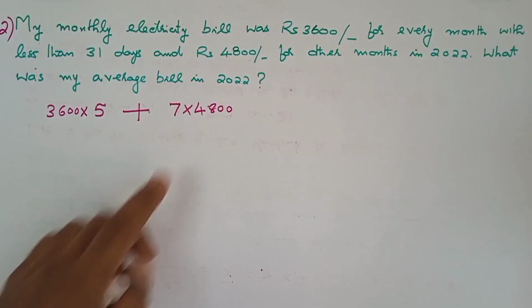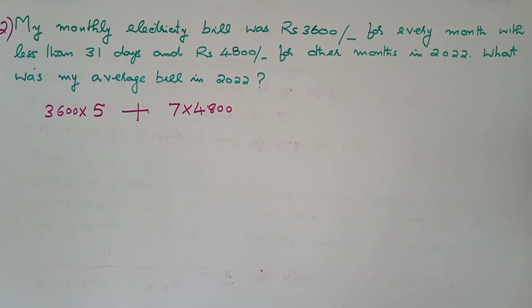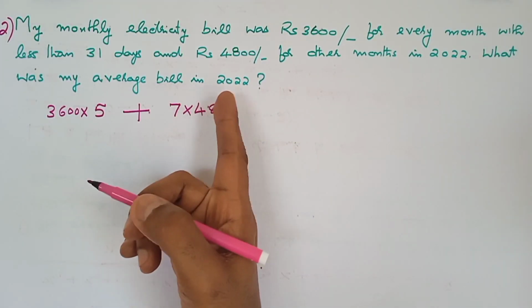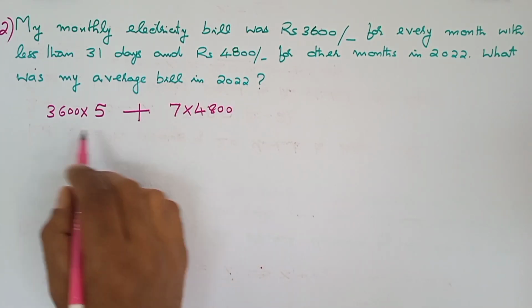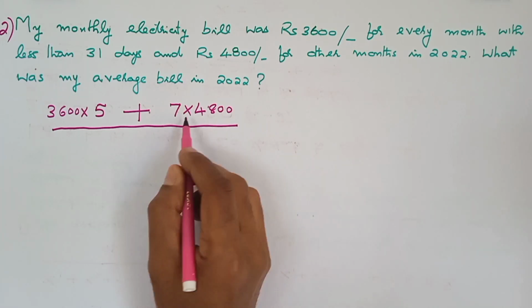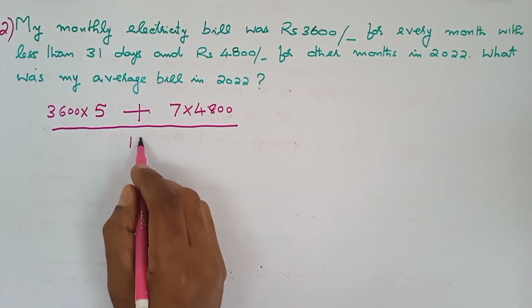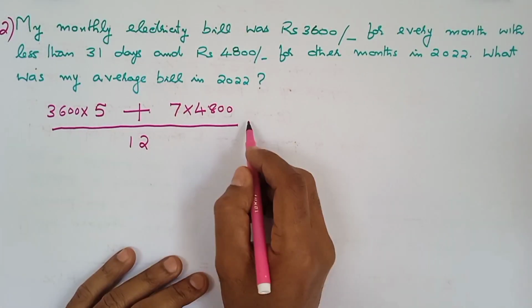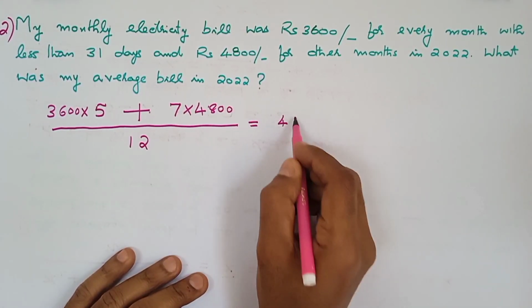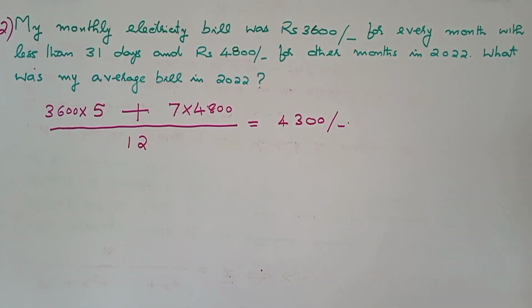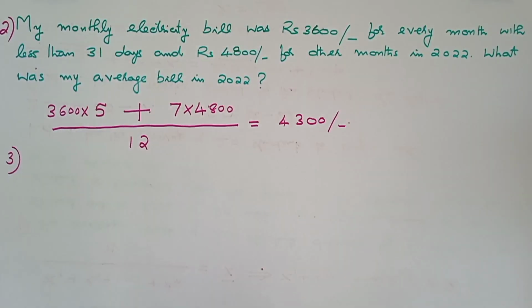And if you take the total of these two, what do you have? The total electricity bill for 12 months. And you're asked to find out the average bill for 1 year, 2022. So this is the total electricity bill for 1 year or 12 months. If you divide that by 12, you get the average bill. So this one working out, it will come to 4,300.